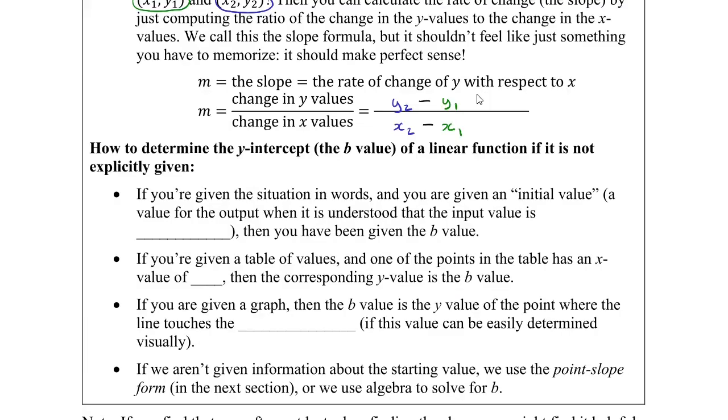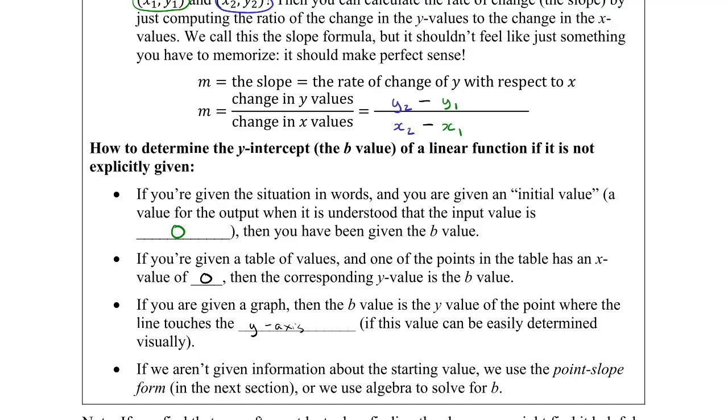What about the intercept? Well, if we're given a story, and part of the story is an initial value, so a value for the output when it's understood that the input value is 0, then we've been given the value of the intercept. If we have a table of values and one of the points has an x value of 0, then we have the intercept. If we have a graph, then b is the y value where the line touches the y-axis. If we can read that point on our graph.